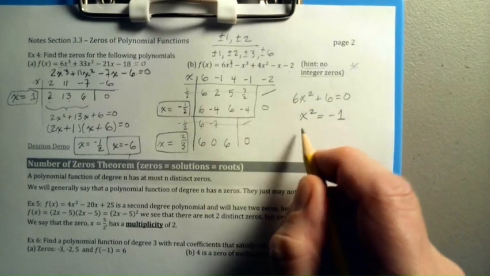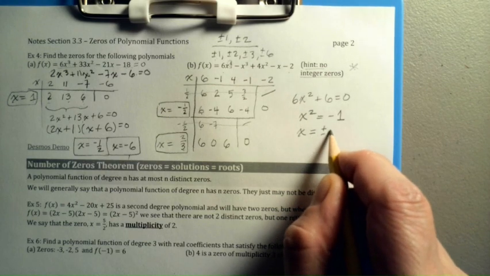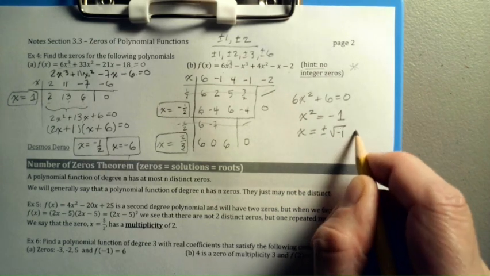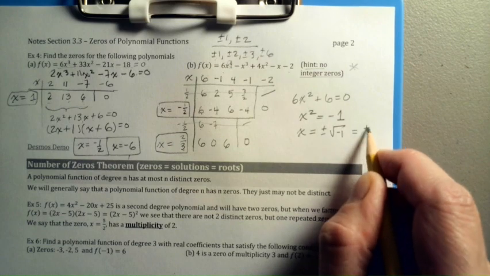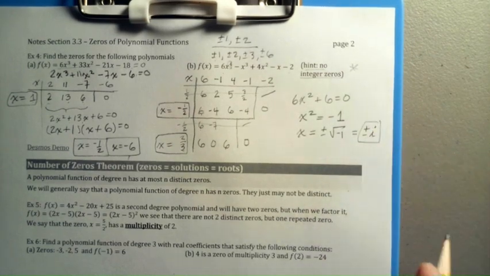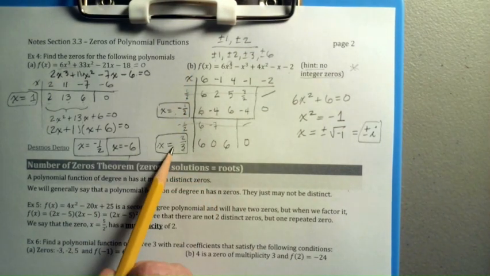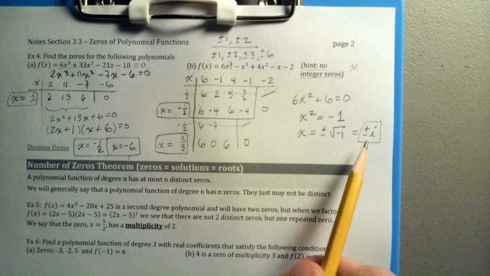Then we're going to take the square root of both sides. We have x is equal to plus or minus the square root of -1. Well, that's just equal to plus or minus i. All right, so that is our last 2 solutions. So for part B, we had -1/2, 2/3, and plus or minus i.